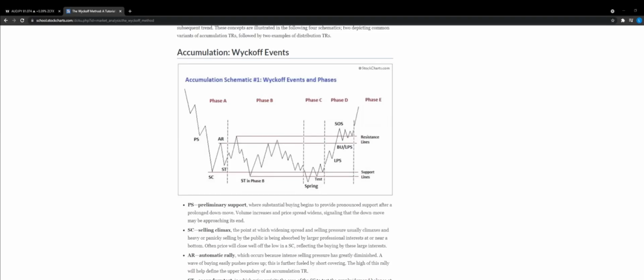Welcome back. So moving on to the accumulation schematic, we have phase A. I'm going to quickly go over the phases and explain what these mean. So PS, SC, AR, but I'm going to just simplify them into modern currency trading, right?